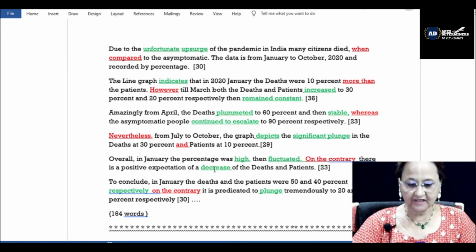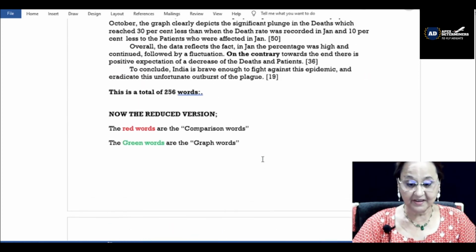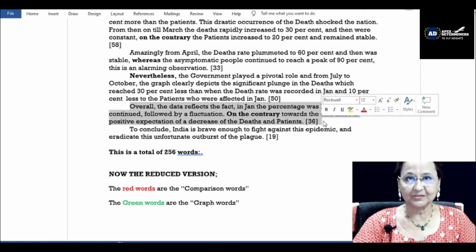Overall, in January, the percentage was high, then fluctuated. On the contrary, there is a positive expectation of a decrease of the deaths and patients. Now, this is a 23 words paragraph, and what we have here is 36 words.